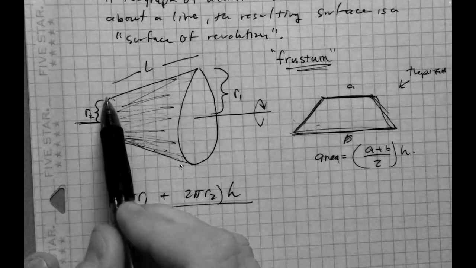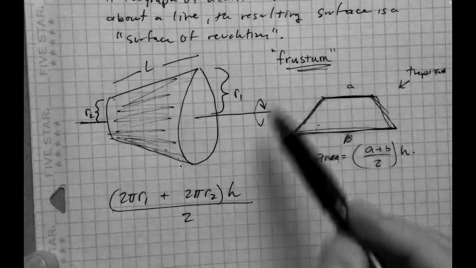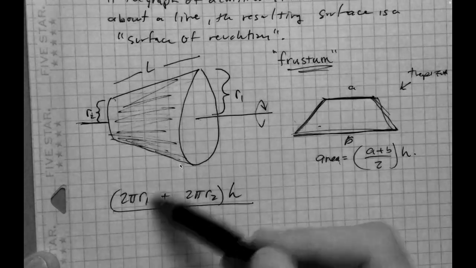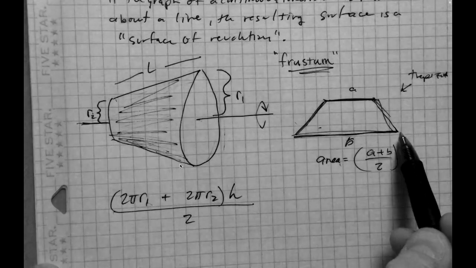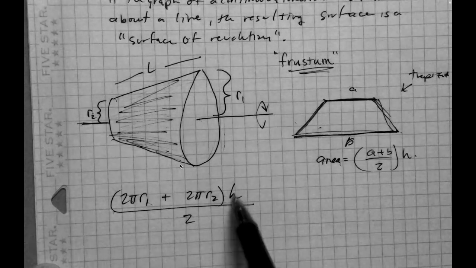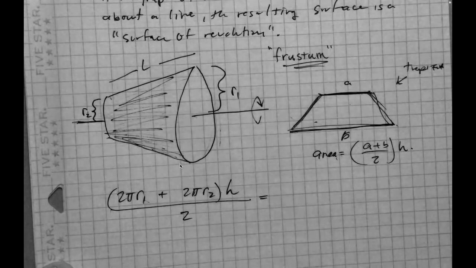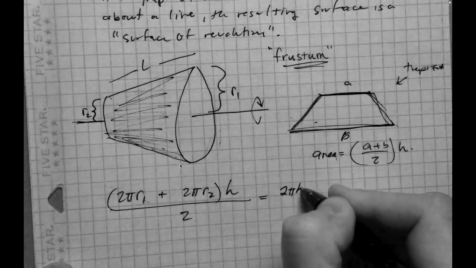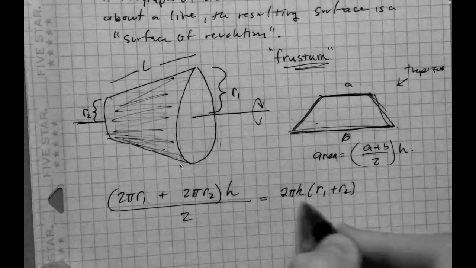2 pi R1 is going to be the length of this circular part here, and 2 pi R2 would be this one. Divide by 2 and multiply by h, and you get this. We can rework this a little bit, and we're going to need to. I'm going to pull the 2 pi h out to the front, and then leave R1 plus R2, all divided by 2.